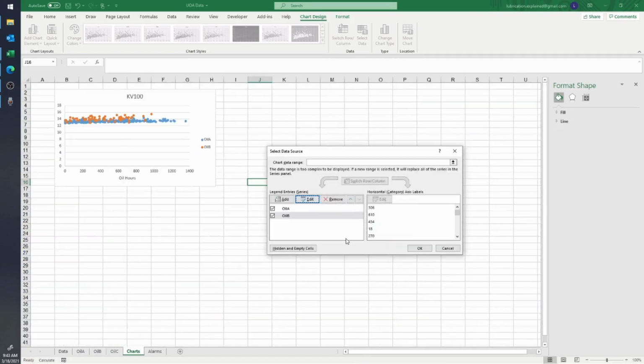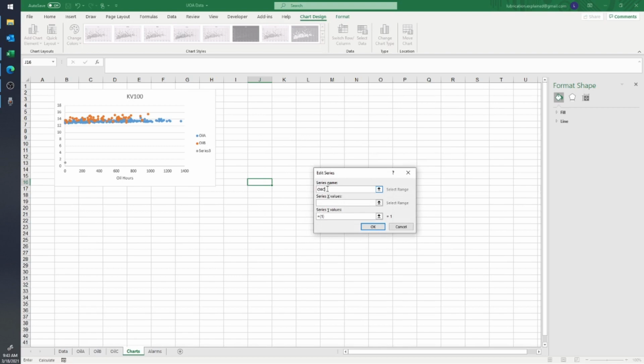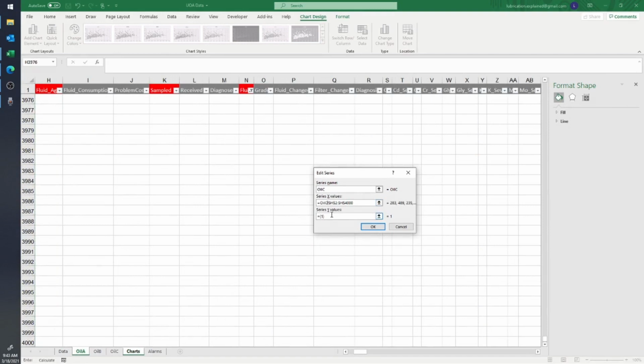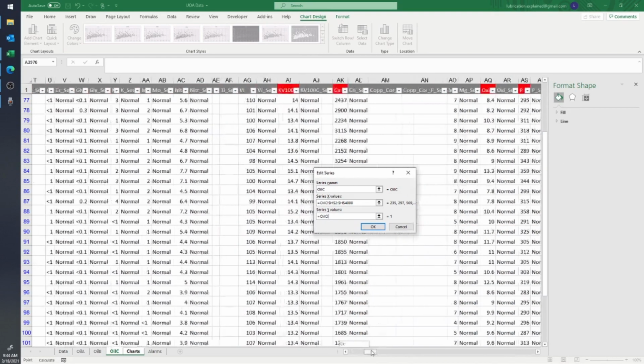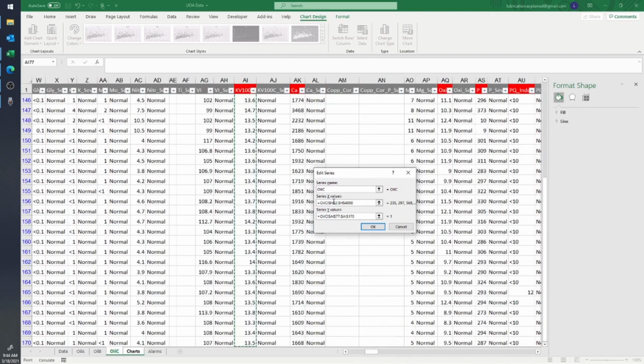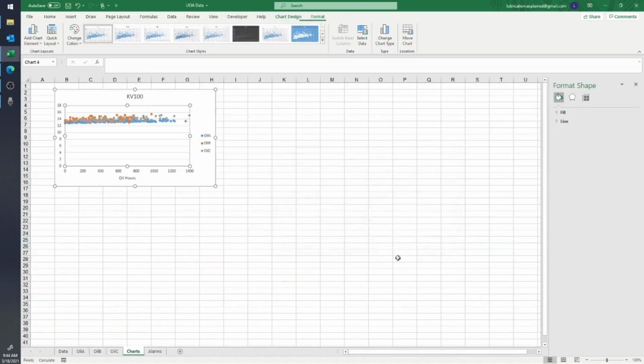All right, so what you can see there already is that oil B has a slightly higher viscosity than oil A, and it's consistently higher. Finally, we'll add oil C, right? And in oil C, once again, we'll go across to the KV100. All right, so now our chart is complete.